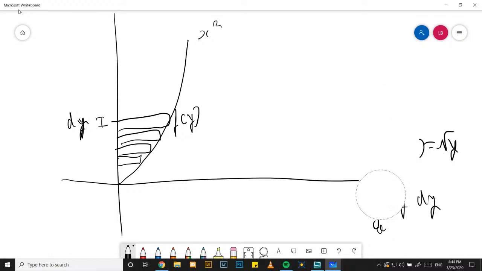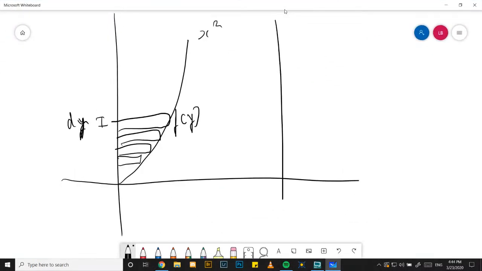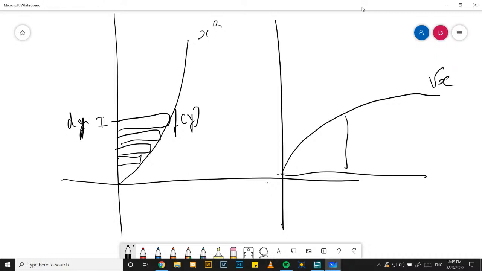It's very much like the inverse, because technically what this represents, if we wanted to figure out what this is with the y-axis, is the same question as asking what this is, which is y. This is the square root of x, and asking what the area is over here. It's the same question. You can even see they look almost exactly the same. It's because they are the same. It's just finding the inverse.